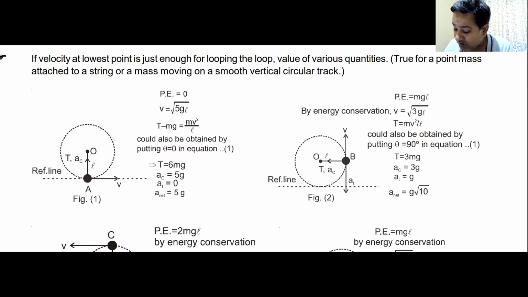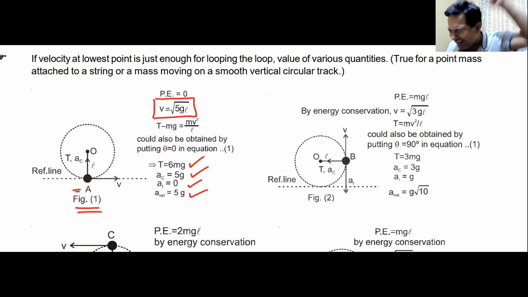This is figure number 1. In figure number 1, the speed at point A, the lowest point, is root over 5gl. They have written all the equations, and from there you got tension is 5mg, centripetal acceleration 5g. It's not grams, it's 5 into g, acceleration due to gravity. Tangential acceleration is 0. Total acceleration is 5g. This is case number 1, figure number 1.